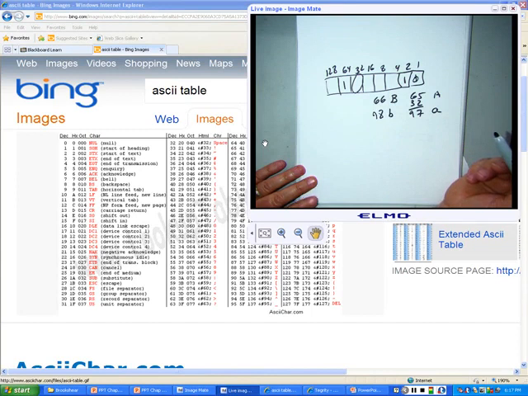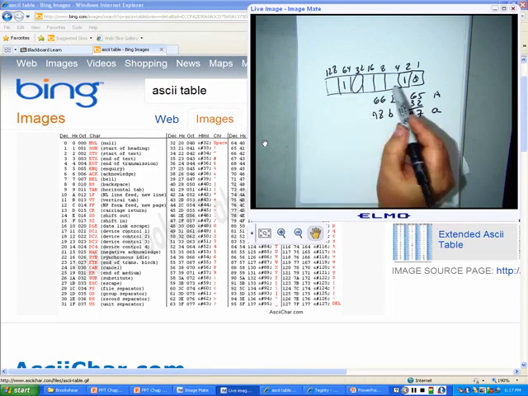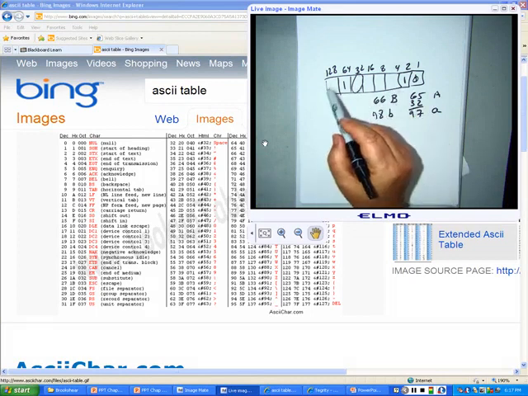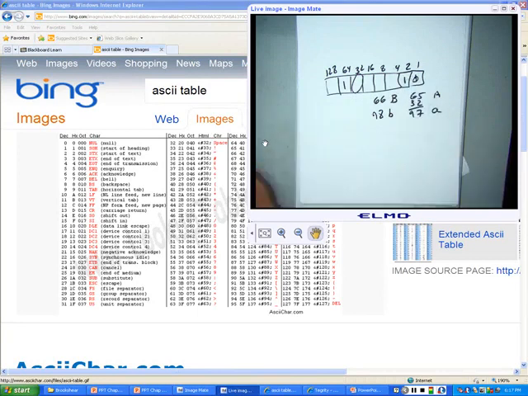That's the way that if I put capital A on my keyboard, it's going to be translated to 01000001, and vice versa. If that's coming from the computer, it's going to be translated to capital A on my screen. Any question on the ASCII table?